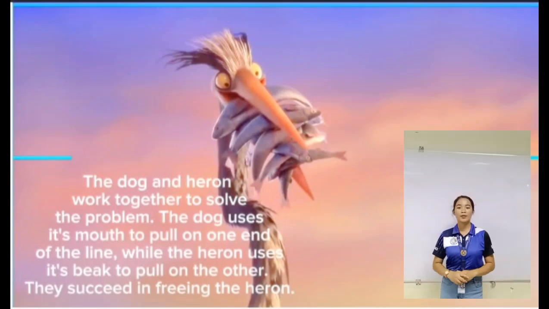The dog and heron represent students with different talents. One might be a strong writer, another a great organizer, and the third a creative thinker. When they learn to communicate and utilize these different strengths, they can solve problems far more effectively than any one of them could alone.